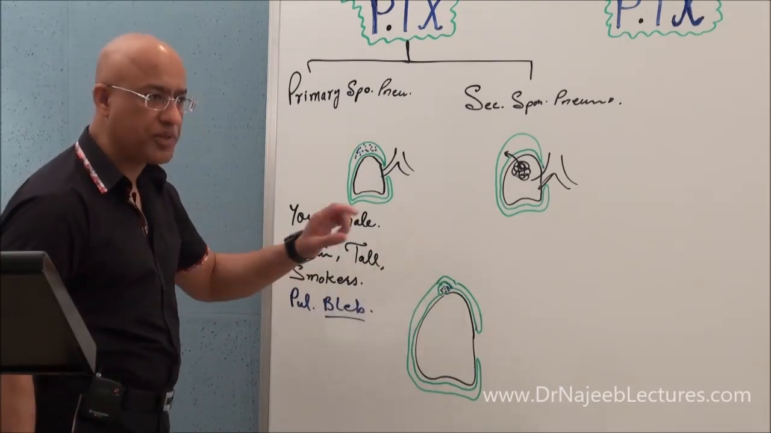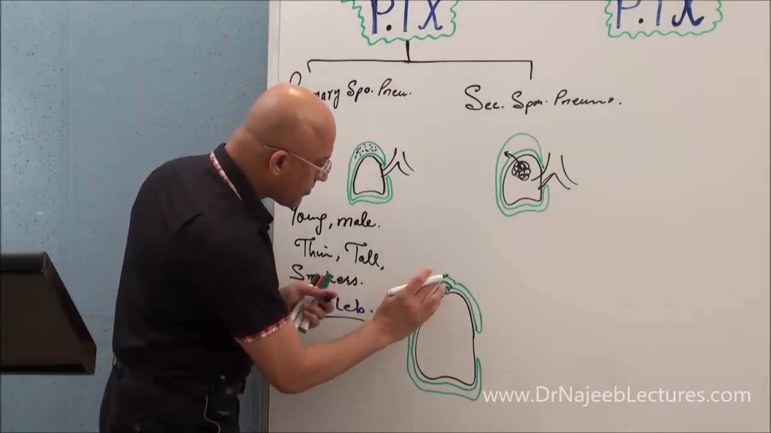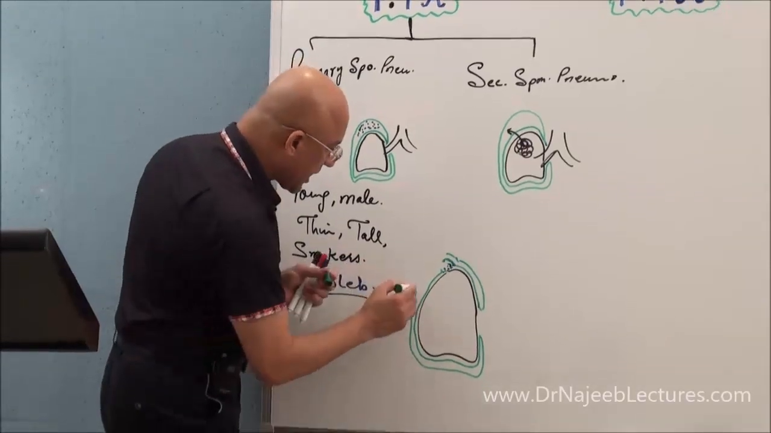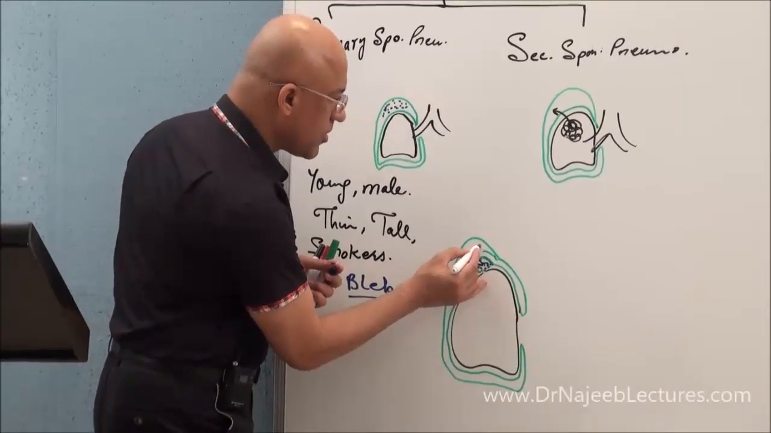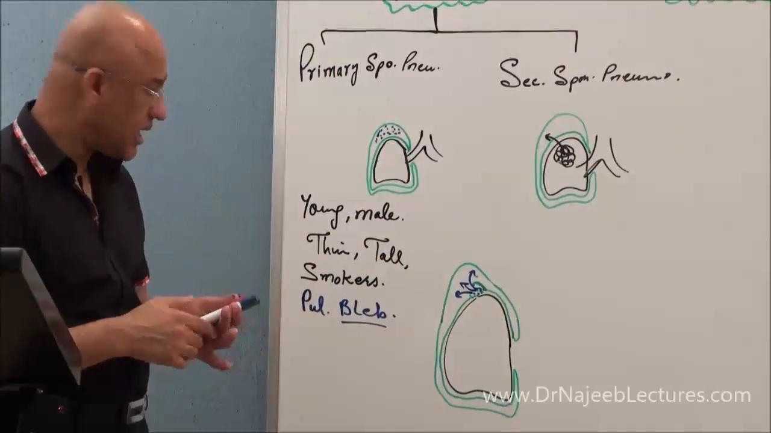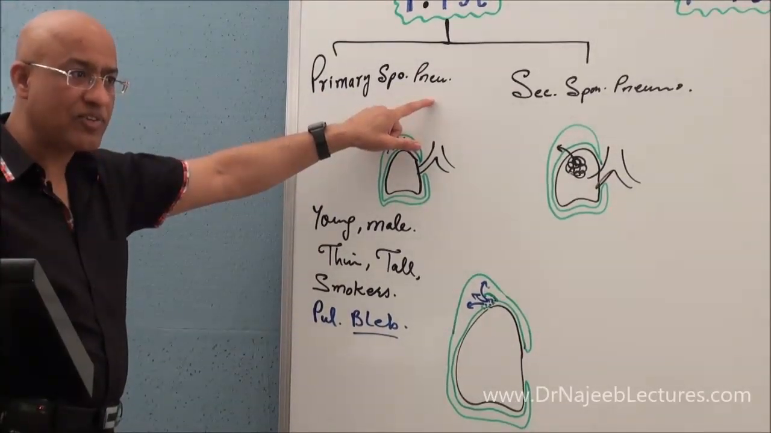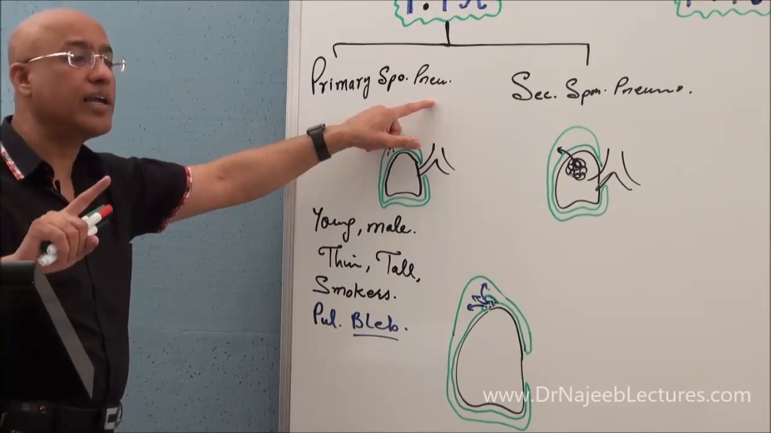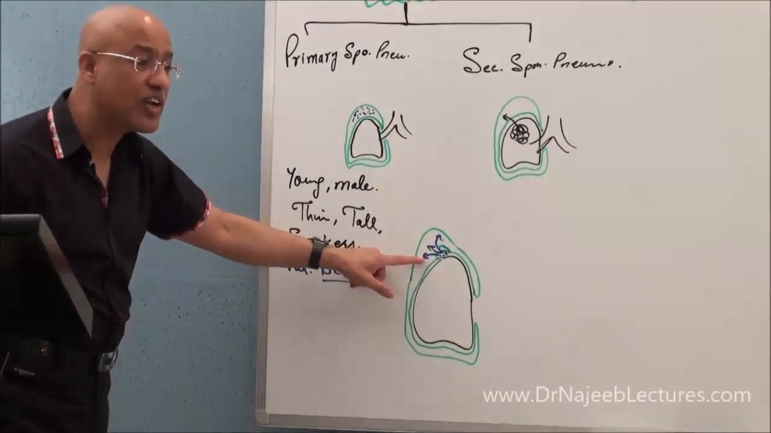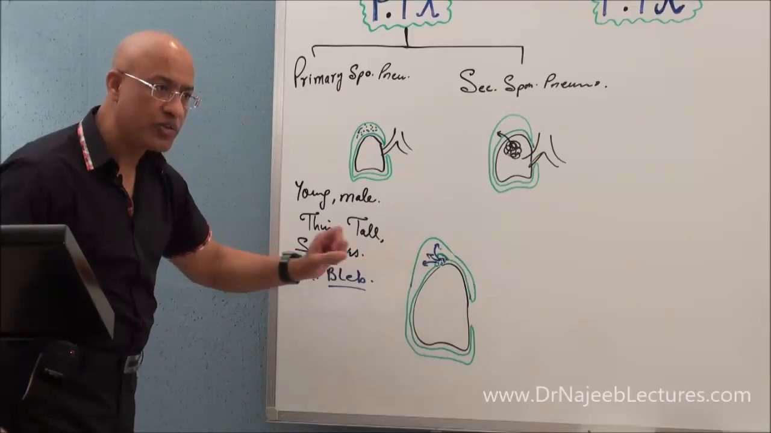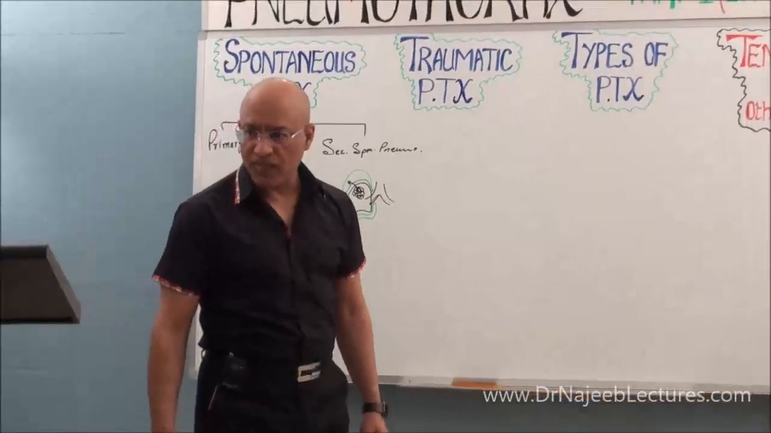And sometimes they rupture. And when this bleb ruptures, of course, air will leak into the pleural cavity. So what is the underlying cause of primary spontaneous pneumothorax? I will say the presence of subpleural or intrapleural blebs which are under or in the visceral pleura, not parietal. Usually these blebs are multiple.